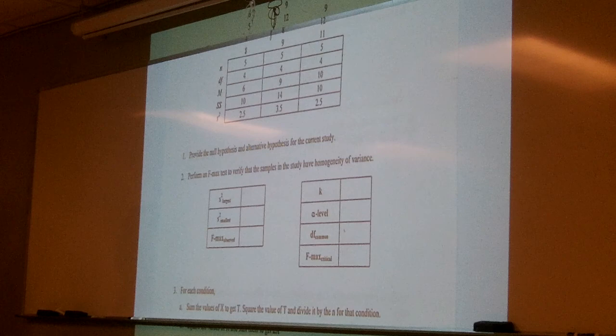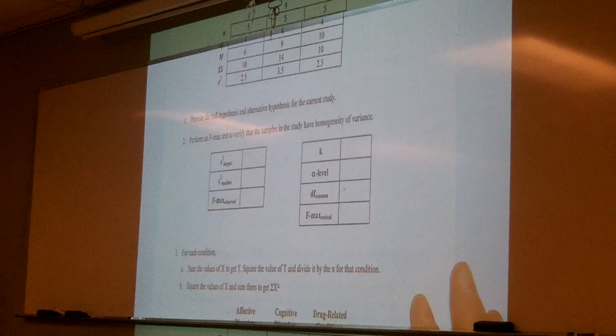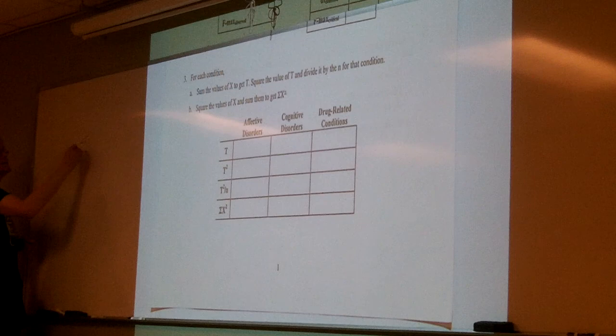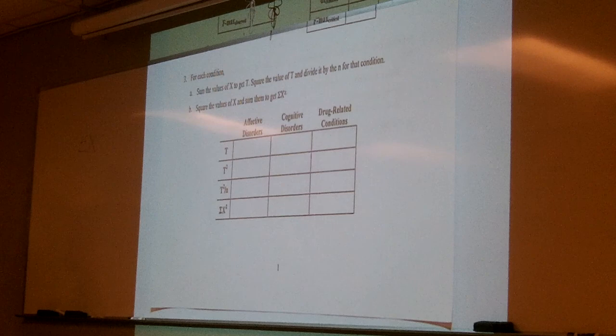To begin our analysis, to begin our ANOVA, we're going to start by calculating some additional statistics for each condition. The first one we're going to calculate, the new statistic, which is actually just a new name for an old statistic, is big T. Big T stands for total, and big T is the same as sum of X. Total. And it's a total for a given condition.